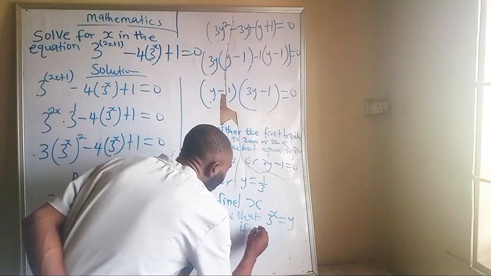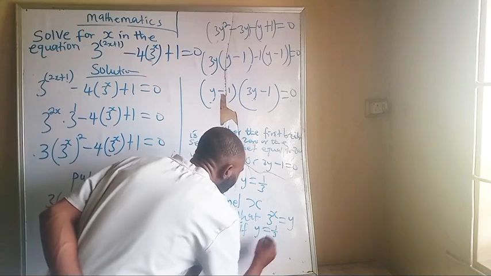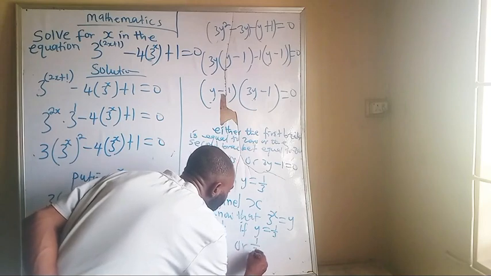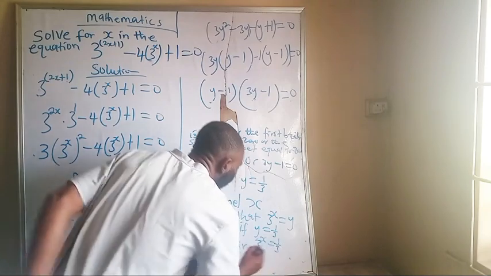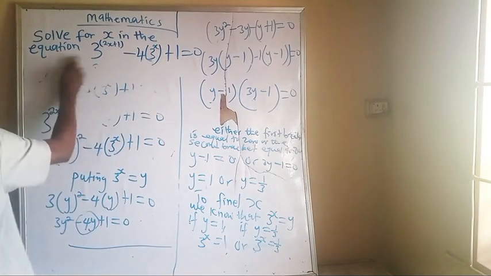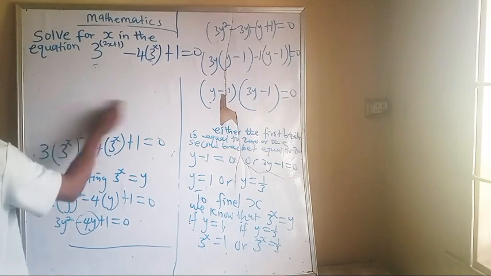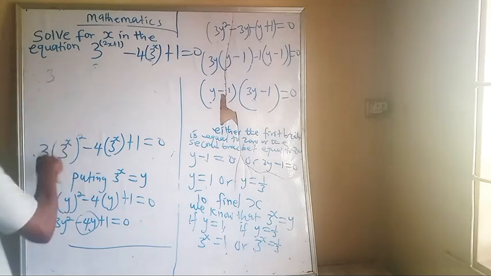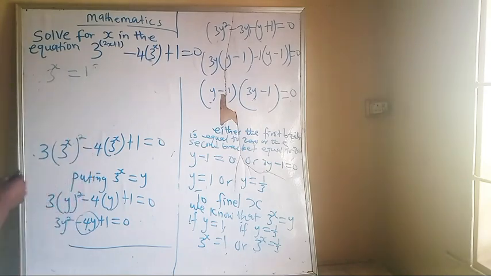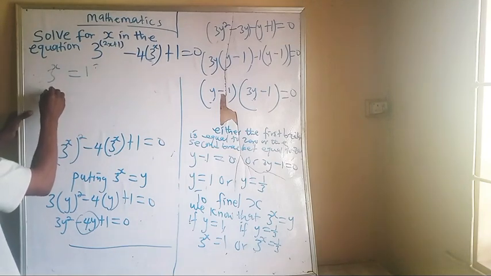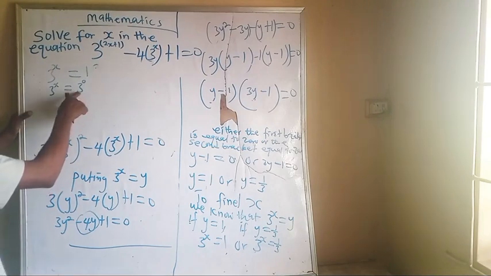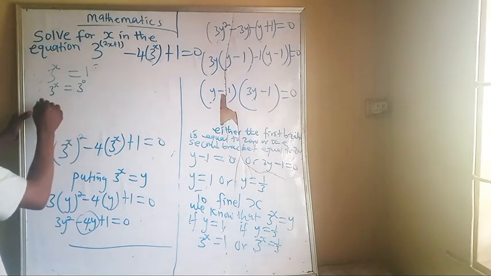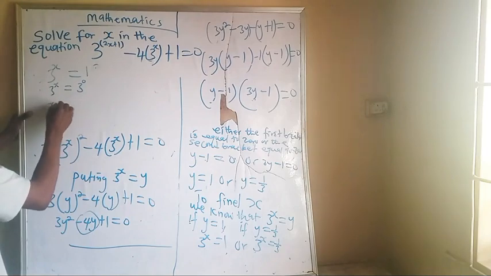If y is equal to 1 all over 3, then 3 to the power of x will be equal to 1 all over 3. So 3 to the power of x is equal to 1, and using the law of indices which states that any number raised to the power of 0 is 1, we can put this as 3 to the power of x is equal to 3 to the power of 0, because 3 raised to the power of 0 is 1. So we now equate the powers. Since the bases are the same, x will be equal to 0.